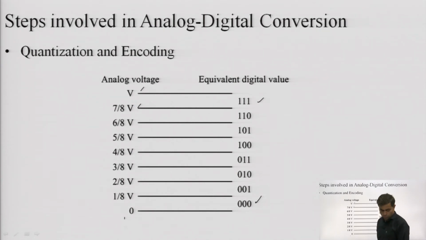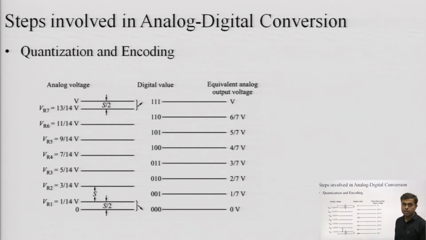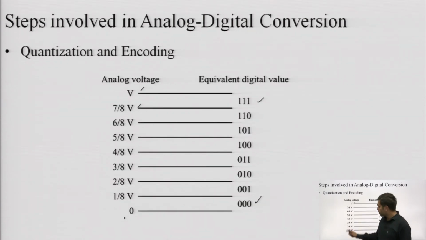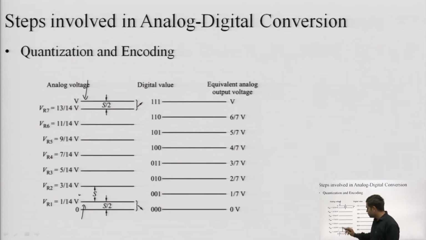But there is an issue with this. To minimize the quantization error, we change the first and the last levels to half of the LSB. In the previous slide we had used 1 by 8, and instead of 1 by 8, now I am using 1 by 14. So 1 by 14 for the first level, then 3 by 14, 5 by 14, 7 by 14, and up to 13 by 14. By doing this, we can reduce the quantization error by half.